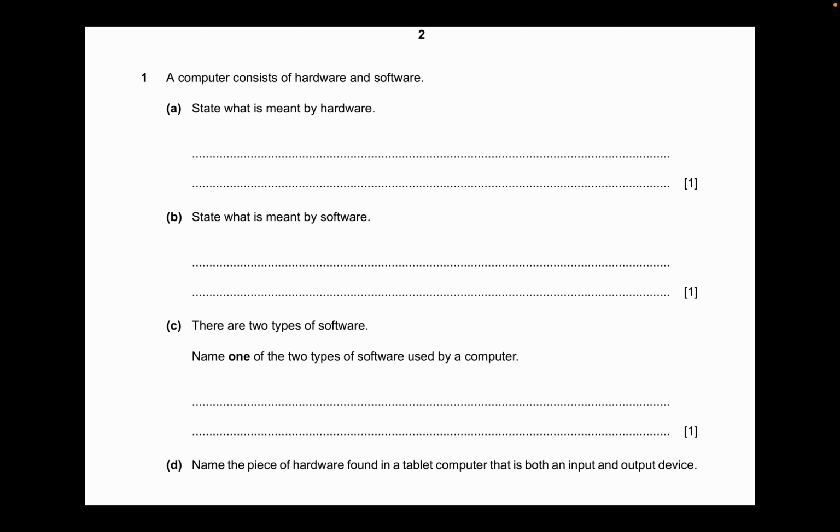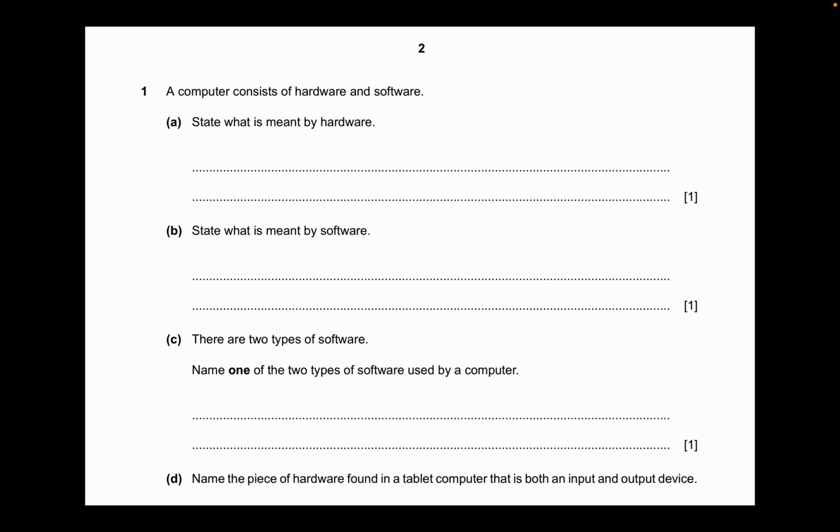All right, so the first question. A computer consists of hardware and software. State what is meant by hardware. When they're asking you to state what's meant by hardware, think of anything that's physical, like a computer, your mouse, an iPad, anything like that. That is considered to be hardware.